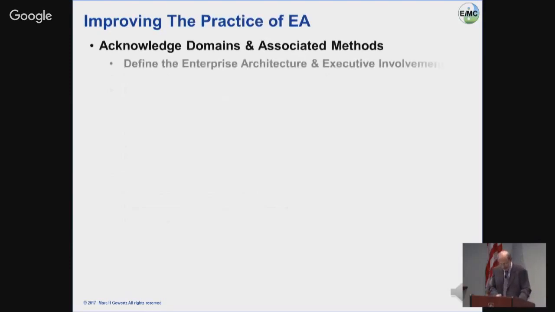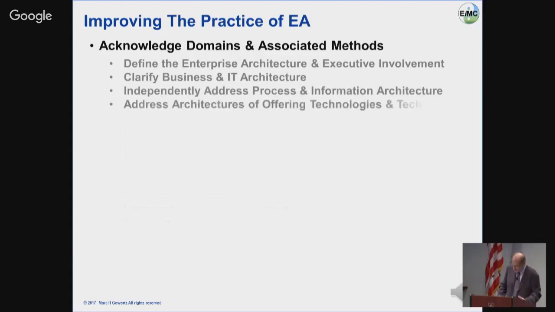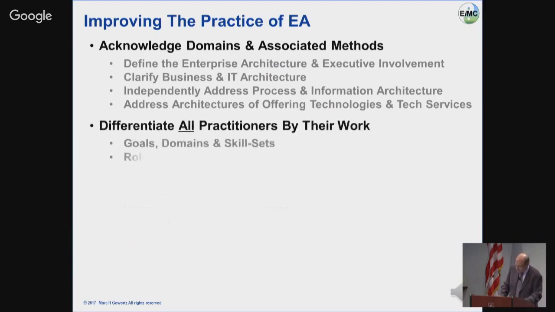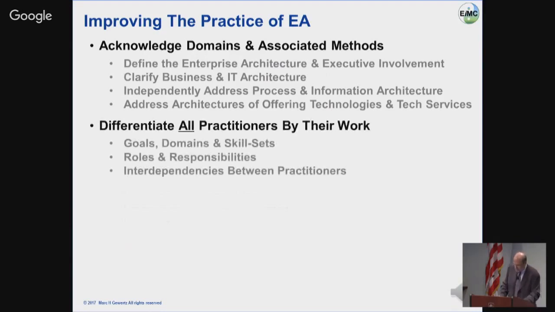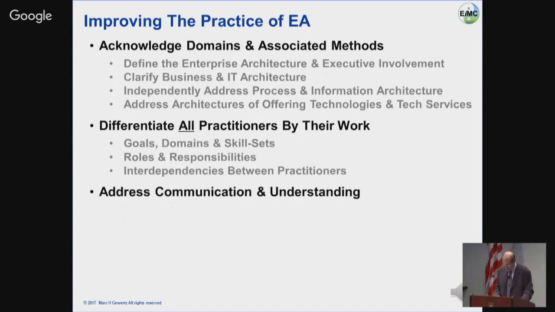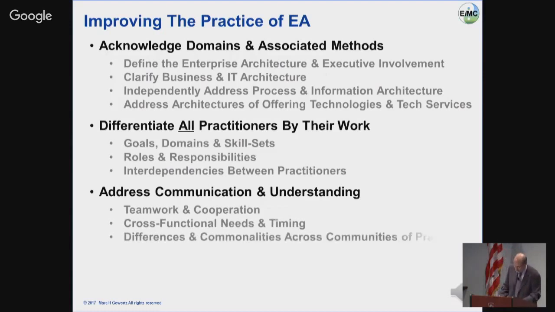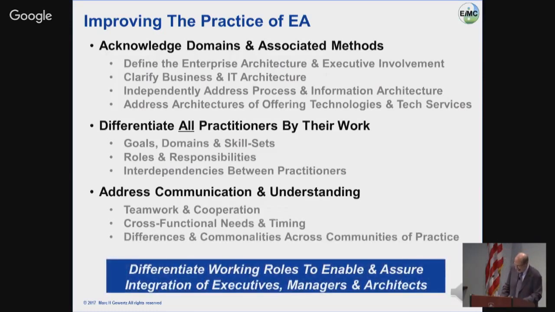Improving the practice of EA begins by the practice acknowledging the existence of the various skill sets, by distinguishing enterprise architecture from business and IT architecture, addressing process and information separately, and to architecturally include the development and operation of technology systems and services. By differentiating work by goals, roles, and interdependencies between all architects and all levels of management, including executives. And improving interactions through increasing teamwork, satisfying cross-functional needs, and leveraging diversity and practicing EA in order to integrate the communities of practitioners.